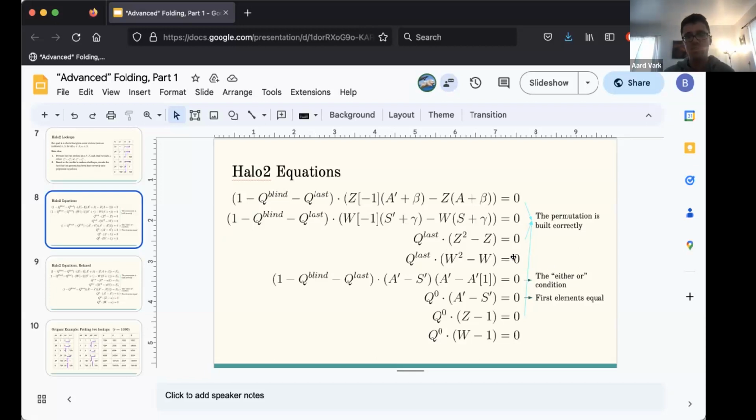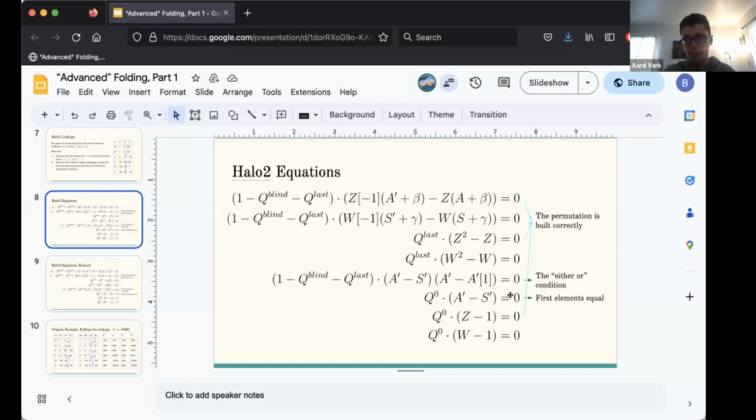You have 4 equations here. The first 4 and the last 2 verify the permutation condition on A and S prime. And the 5th and 6th equations here verify that each element of A prime is either the same element of S prime or the previous A prime.